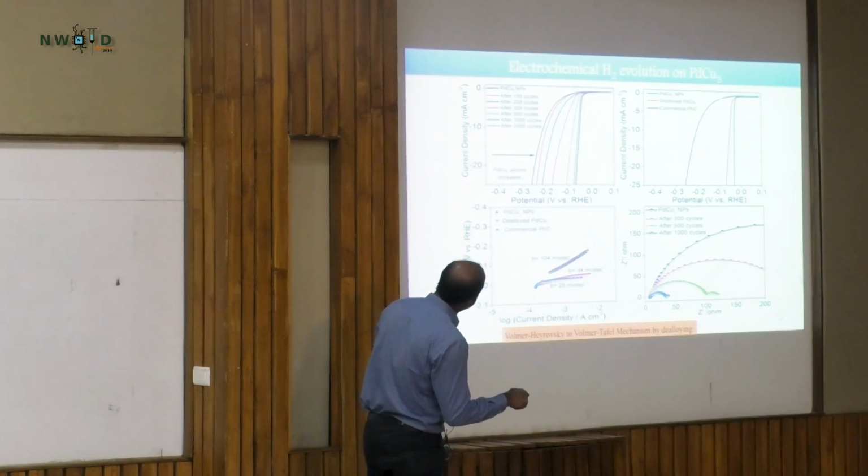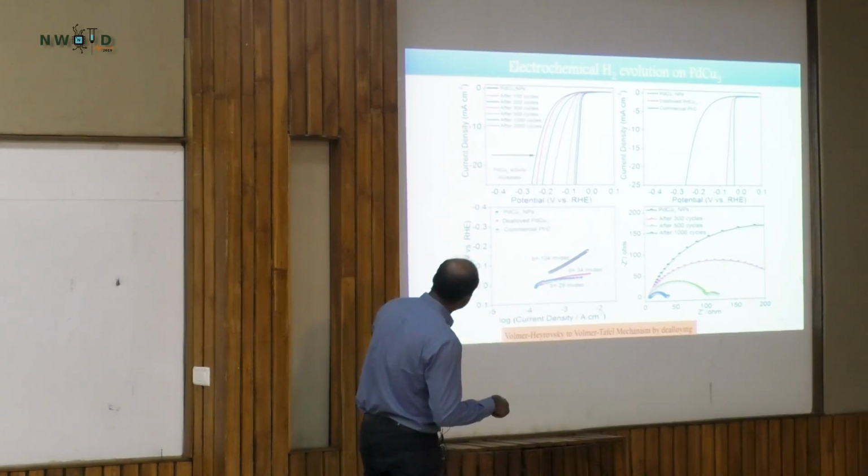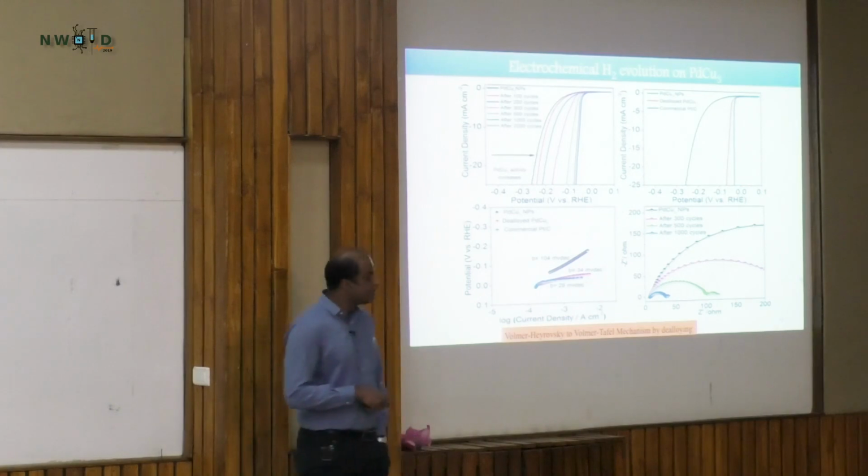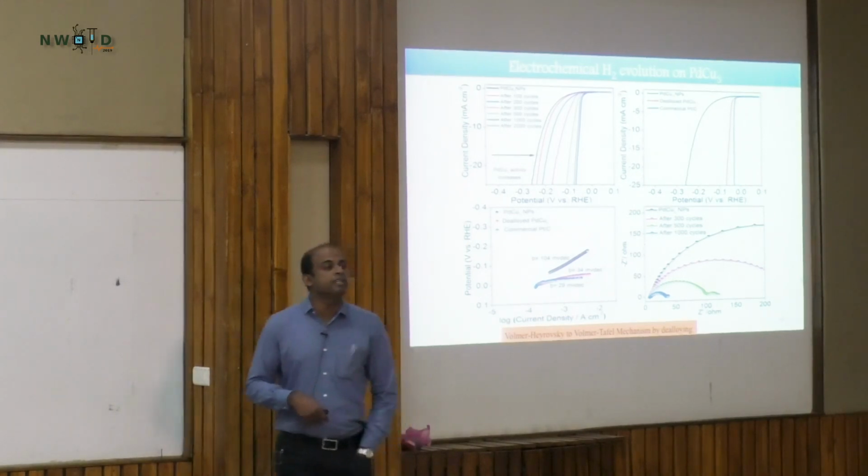You can see that compared to commercial platinum we purchased from the market, 48%, the onset potential of our catalyst is showing close to platinum. It's a kind of platinum-like activity. And it can be explained by the kinetics and what mechanistic pathways are being followed.